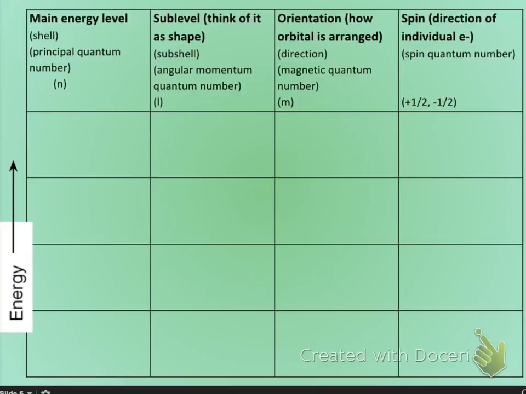So the main energy level, the first one, easy peasy: 1, 2, 3, 4. These go up. There's a 5, a 6, a 7. We talk a little bit about the 5th and the 6th. The 7th is so far beyond our scope that we'd get altitude sickness if we talked about it. It's just not something we're going to do.